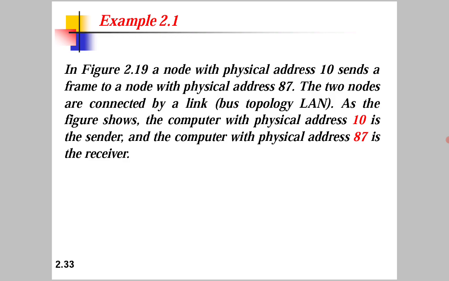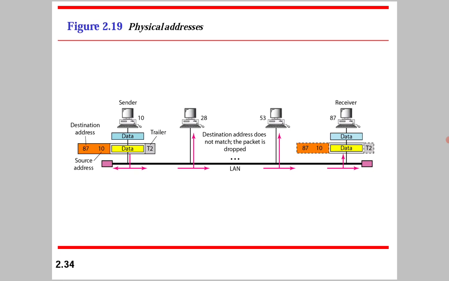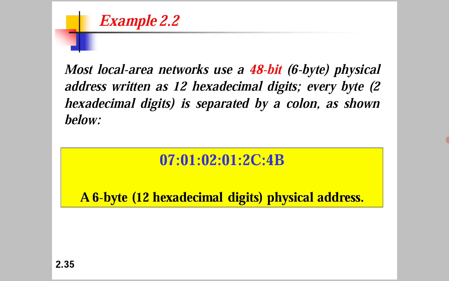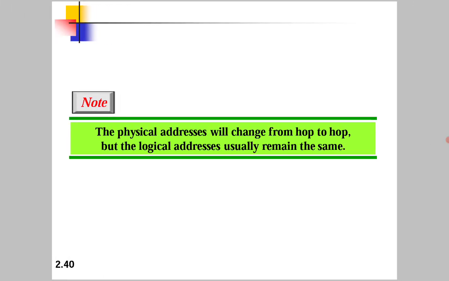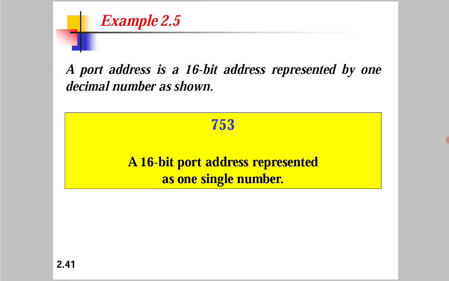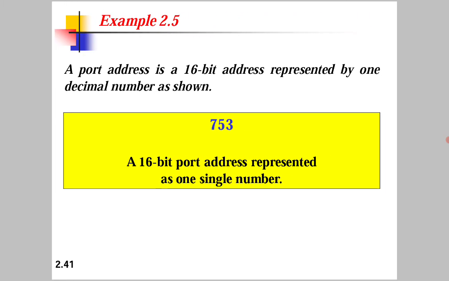A node with physical address 10 sends a frame to a node with physical address 87. The two nodes are connected by a link, bus topology, as the figure shows. So this is another example. All these are examples. The physical addresses will change from hop to hop or node to node, but the logical addresses usually remain the same. A port address is a 16-bit address represented by one decimal number as shown.